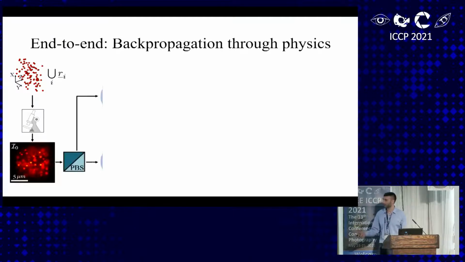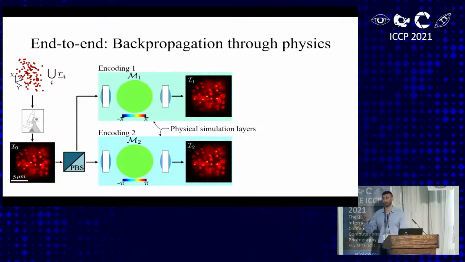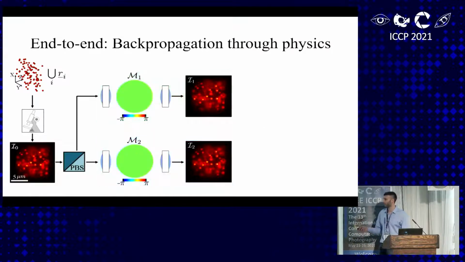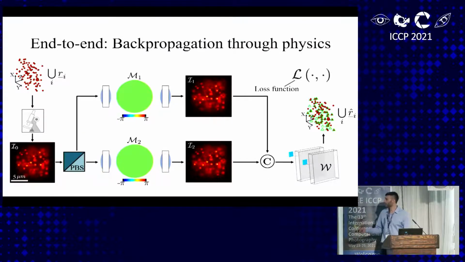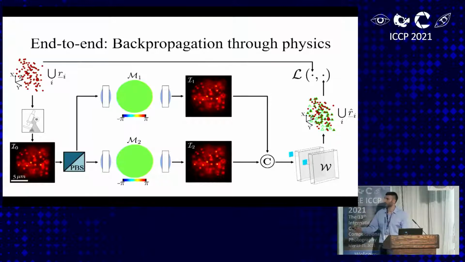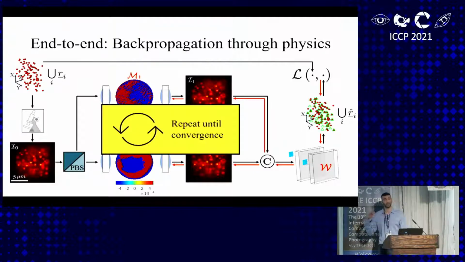Afterwards, this is split by a polarizing beam splitter such that it's fed into two encoders, which are essentially physical simulation layers, each parameterized by its own phase mask, calligraphic M1 and calligraphic M2, and the resulting encoded measurements are then concatenated and fed to a reconstruction network. Now, this network tries to recover our simulated ground truth positions, manifested here by these green triangles. And using our loss function, we compare the recovery of the network with the simulated ground truth and backpropagate the gradients, both to update the reconstruction network and further backpropagate through the physics to update the phase masks at the Fourier plane. And we repeat this essentially until convergence.